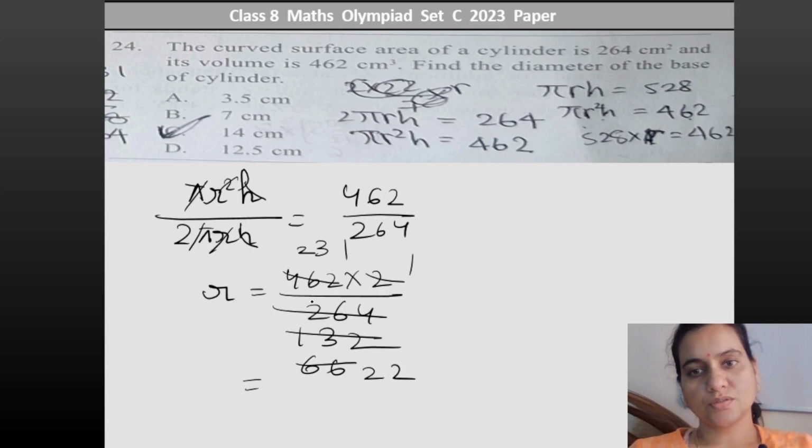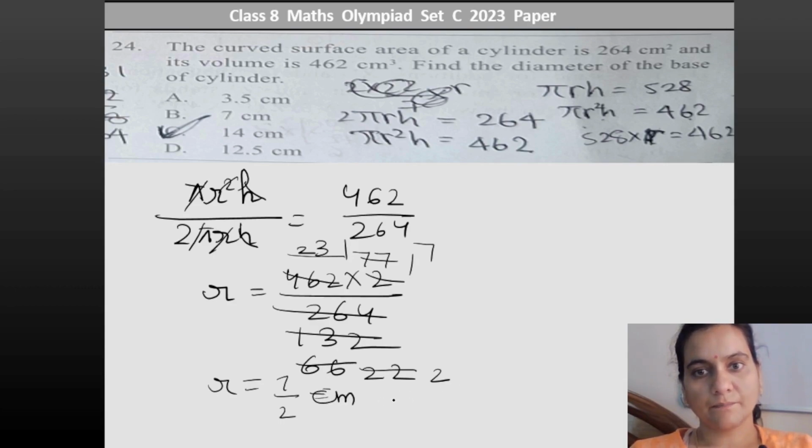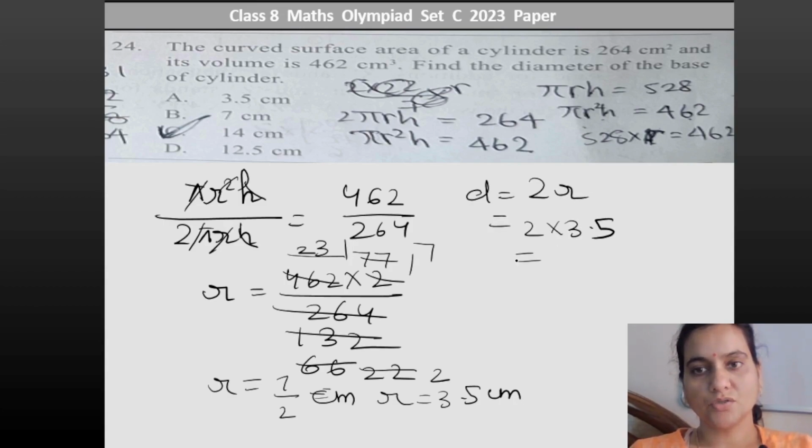3 22s are 66. Similarly, 3 7s are 21. So 11 2s are 22, 11 7s are 77. So the radius is 7 by 2 centimeter, or we can write it as 3.5 centimeter. Then it is asking for the diameter. Diameter will be double the radius. So 2 into r, which is 2 into 3.5. So it is 7 centimeter. So option B is the correct answer for this particular question number 24.